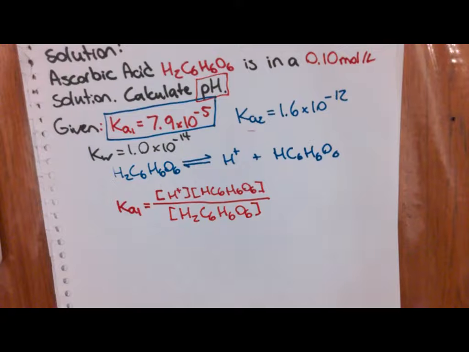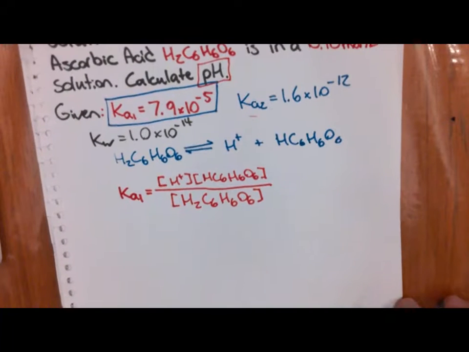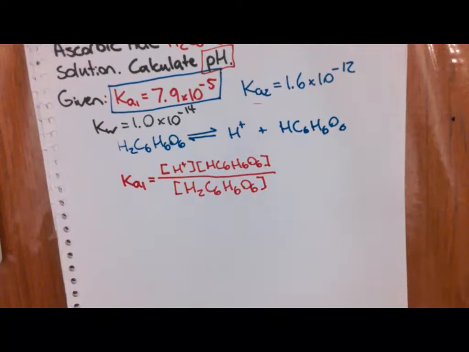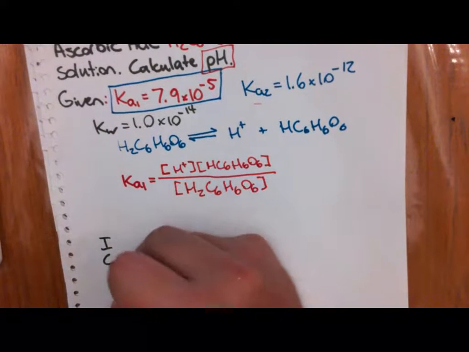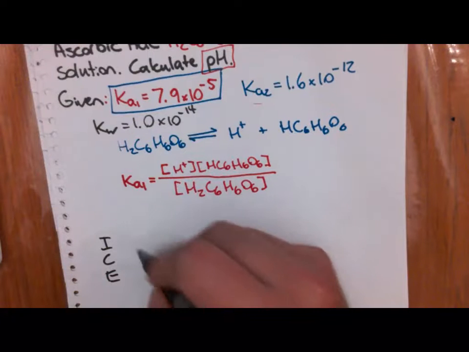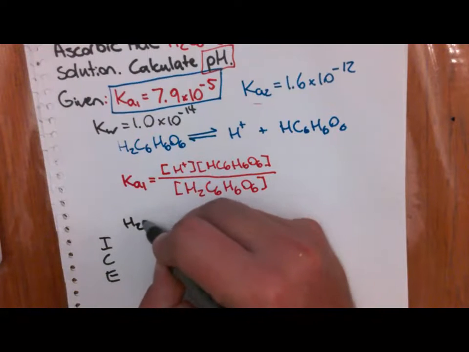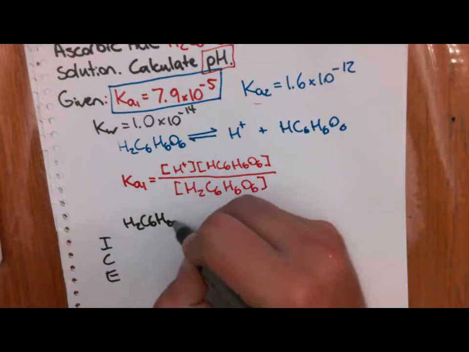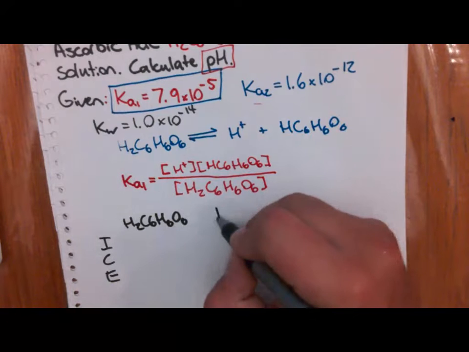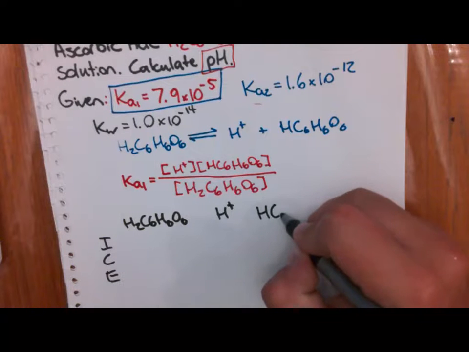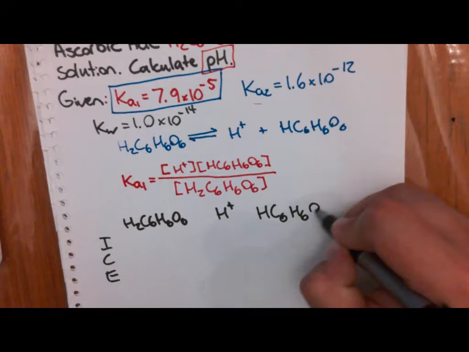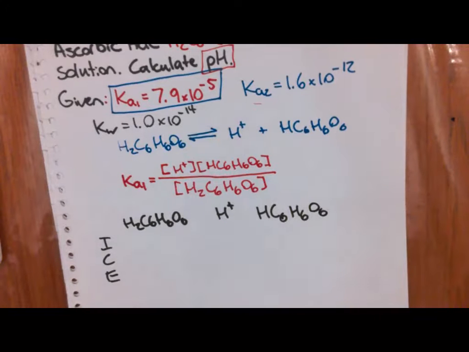However, it's always helpful just to quickly throw it into an ICE table just to make sure that we know exactly what's going to happen to our concentrations at equilibrium. So let's do a quick ICE table here. So we're going to do I, C, E. We are going to have our H2C6H6O6, our H plus ions, and our HC6H6O6.